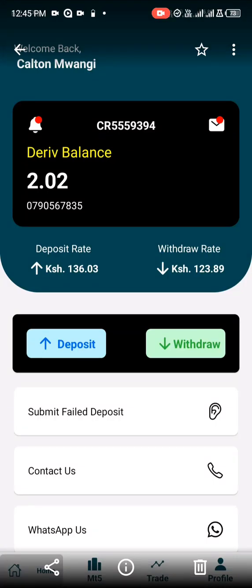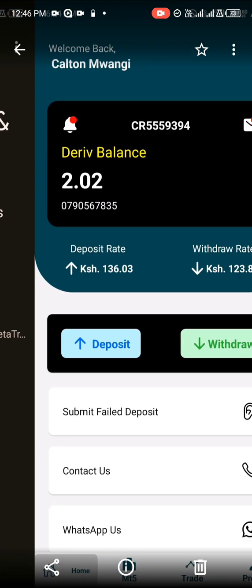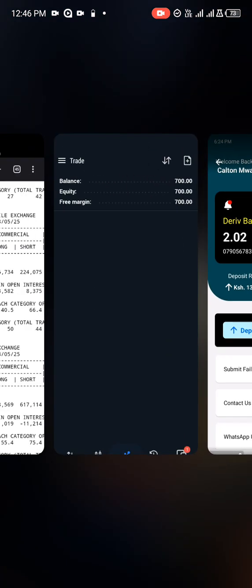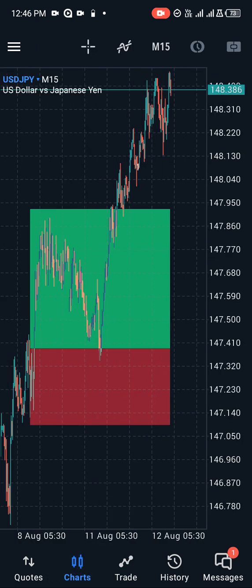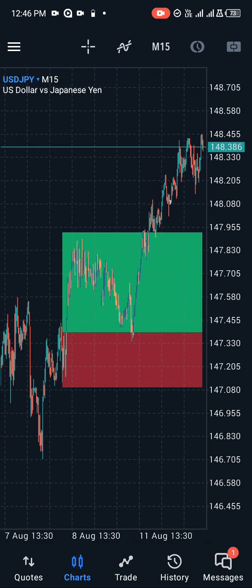Hello everyone, I want to show you how you can flip that small account of yours into a big account. A lot of mentors here on YouTube are not teaching you this strategy, and they are keeping it for themselves, but today I'm giving it out for free. So I flipped this $2 account of mine to $700 just trading USD JPY and CAD JPY.